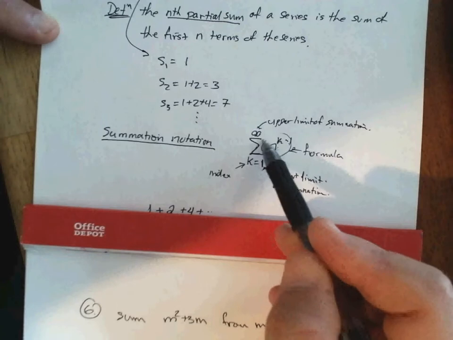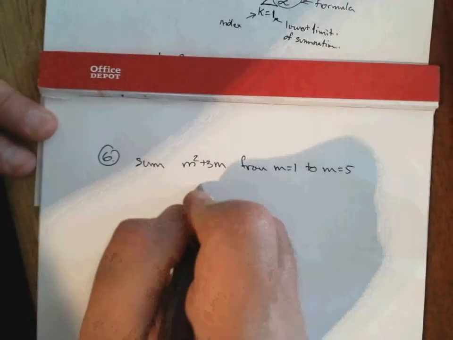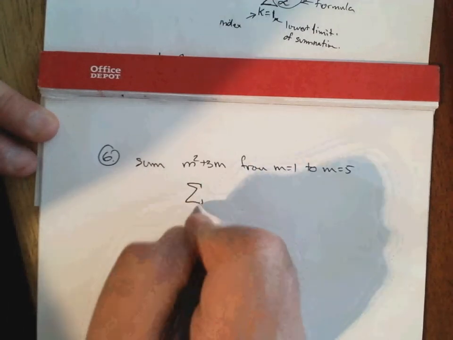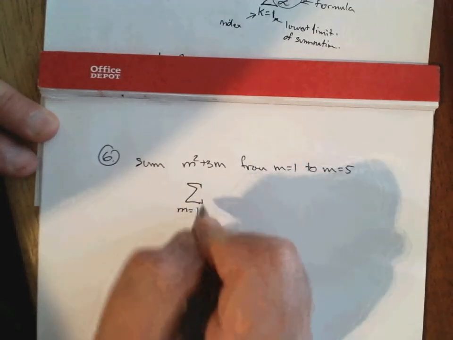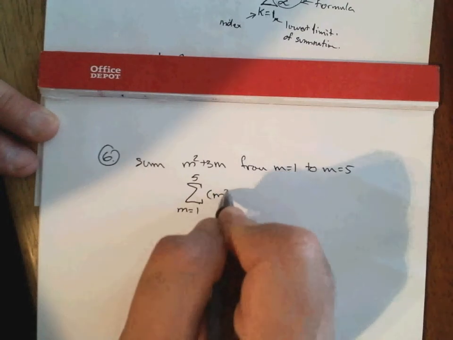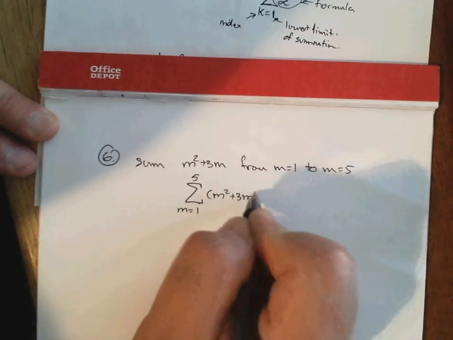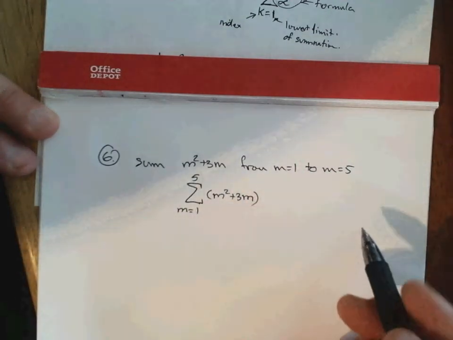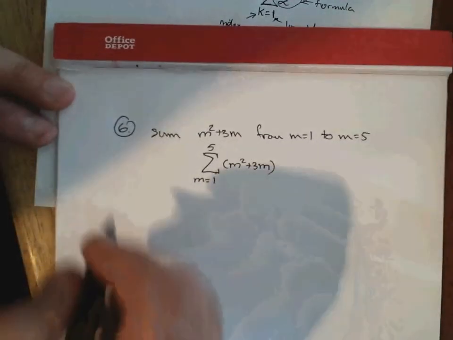So now what we need to understand is how to incorporate this summation notation, and here's how we can do it. We sum with our index m running from 1 to 5 the formula. And it's that easy. Okay? That expresses this summation process. Okay? Let's try number 10.